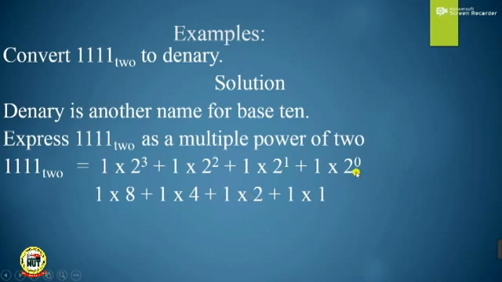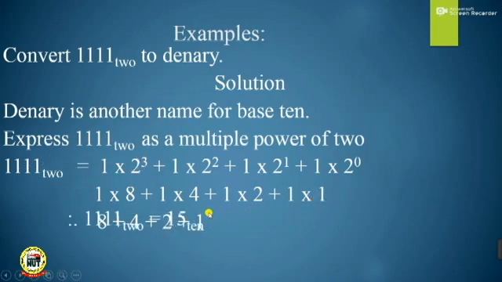Then the next number, remember we say any number to the power of 0 is equal to 1. So 2 raised to the power of 0 gives us 1. 1 times 1, which is what we have here. 1 times 8, 8. 1 times 4, 4. 1 times 2, 2. And 1 times 1, 1.